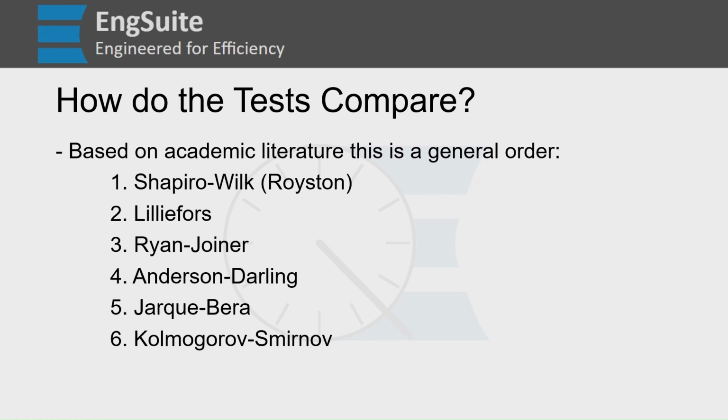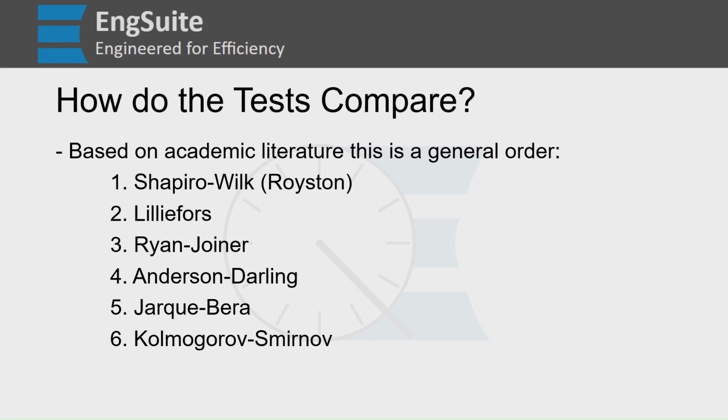So based on academic literature, this is a general order. There's only one paper that actually compares all 6 of these directly, but a lot of them compare a couple here or there, and so this general order follows a lot of different research.